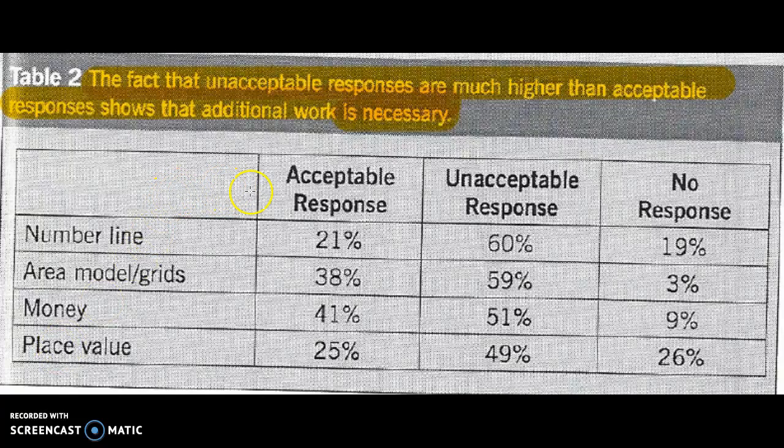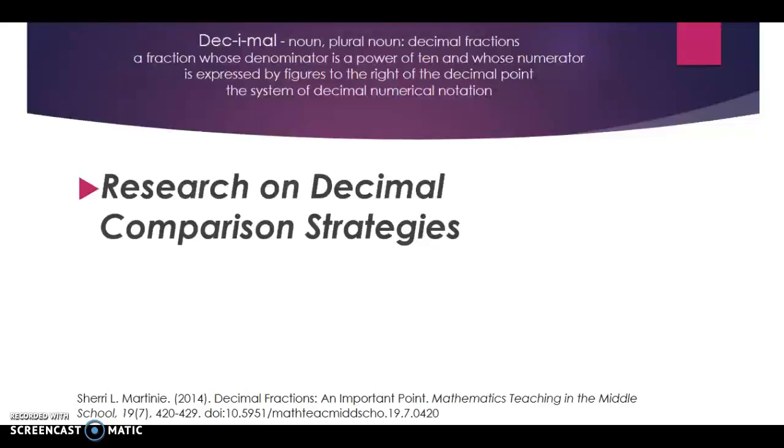This chart shows the acceptable responses for each of the 4 different representations. She noted that the fact that unacceptable responses are much higher than acceptable responses shows that additional work is necessary. I think it is important to point out that for place value, 26% of those students did not even respond.